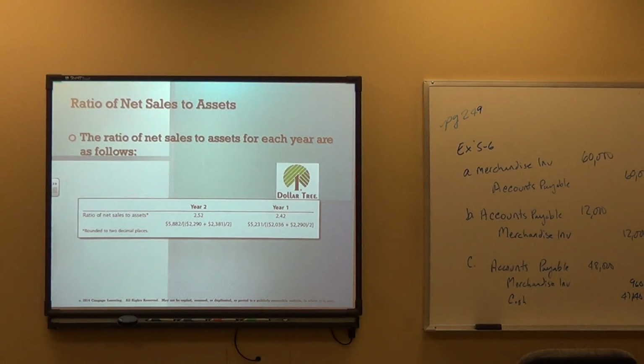Questions? All right, let's take a look at 5-12. 5-12 is on the next page, 250. So now we have four things to look at here. It says merchandise is sold on account to a customer for $24,000. Terms are FOB shipping point, 2% off in 10 days, net 30. The seller pays the freight at $425.